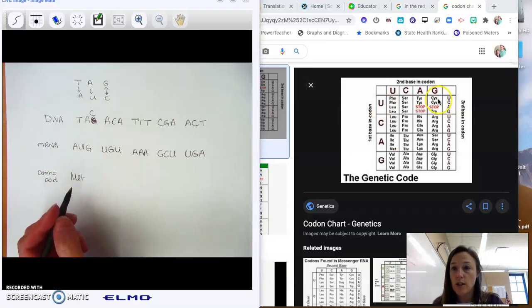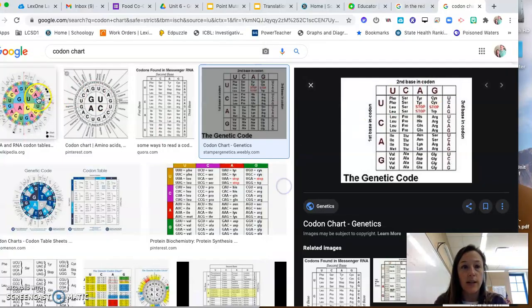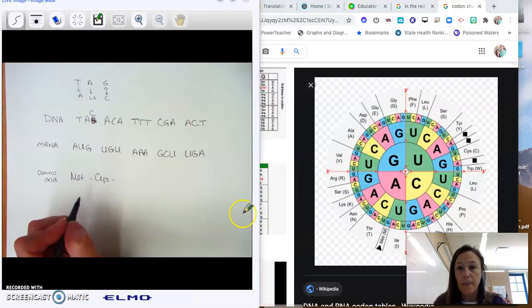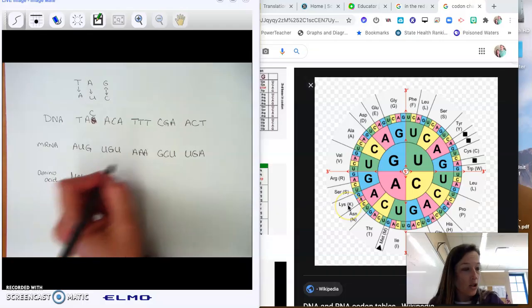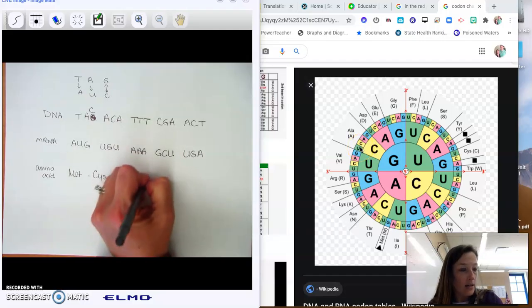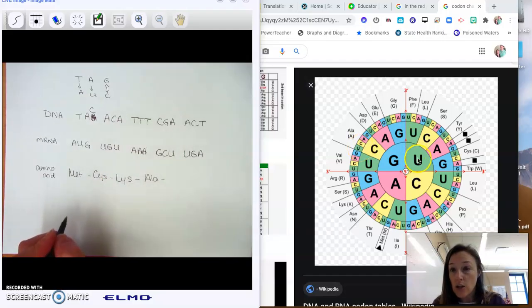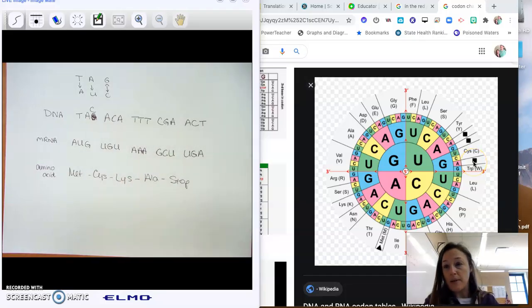UGU is cysteine. All right, let's switch gears really quick and look at the codon wheel, just so you've been exposed to it as well. AAA: first base is in the center, second base is in the middle, and third base is on the outside. So AAA takes us to lysine. GCU takes us to alanine. And UGA is a stop codon. I don't know why they have a black box there, but that's what that means.